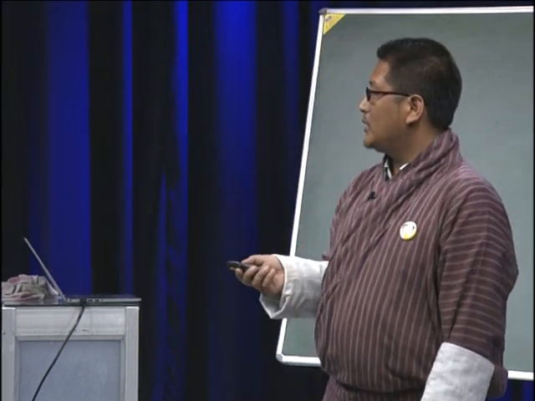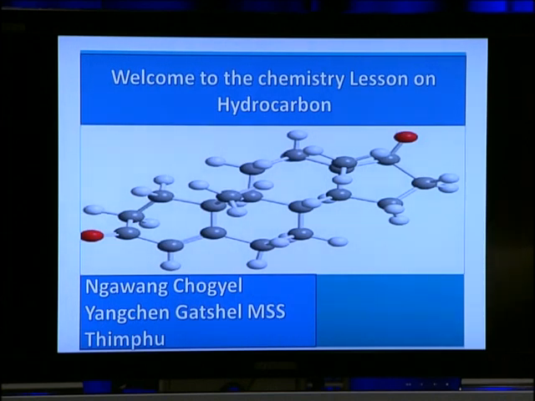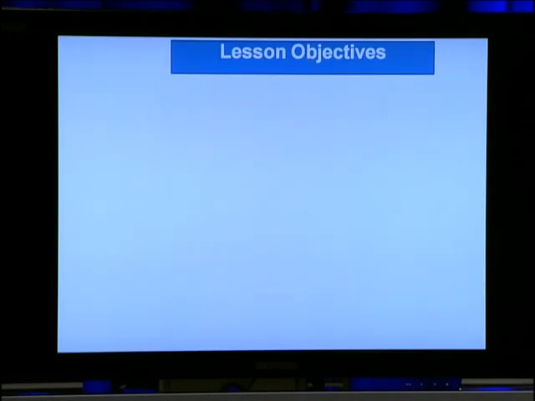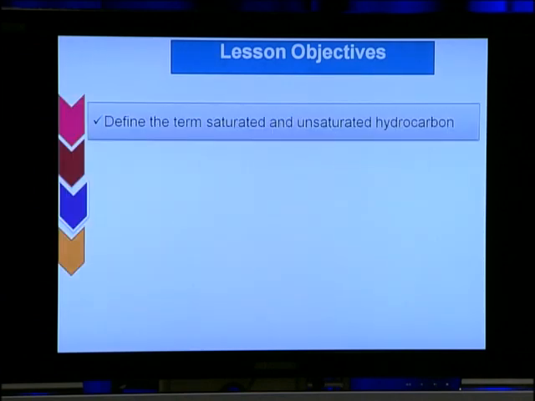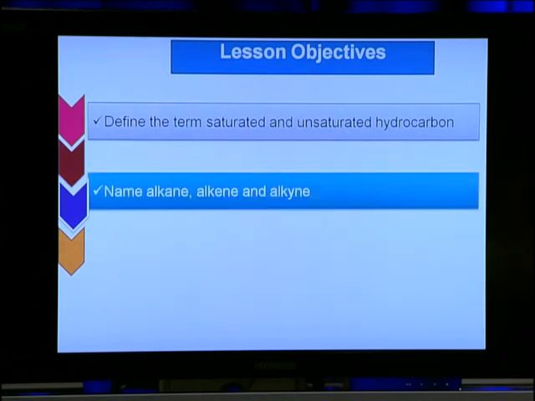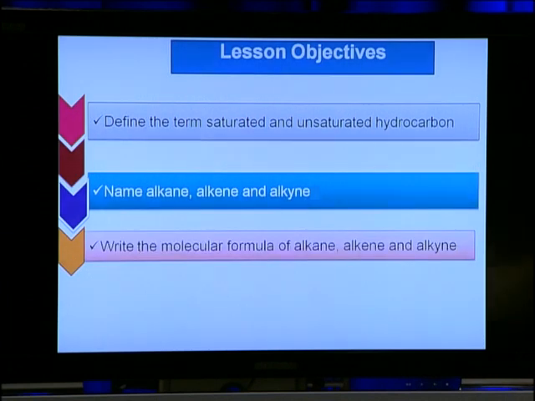Today, in this lesson, I'll take you all through the concept of the hydrocarbon, a lesson designed for Key Stage 4, Class 9 and 10. At the end of the lesson, you would be able to define the terms saturated and unsaturated hydrocarbon. You will also be able to name alkene and alkyne. You would also be able to write the molecular formula of alkene and alkyne.